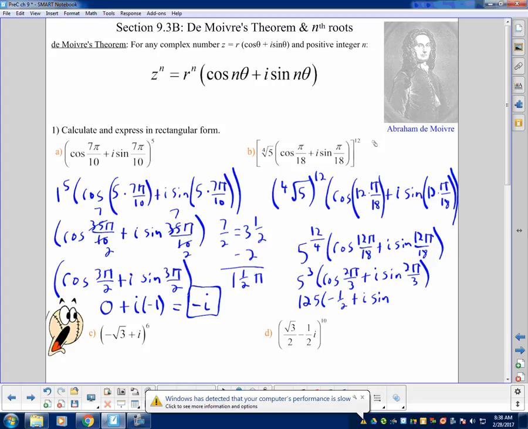Is our picture again? Sine is going to be up here. Root 3 over 2, yeah. You don't need the sine part though, do you? No, we don't. We need to replace that. So it's I times root 3 over 2. And then we simplify it.